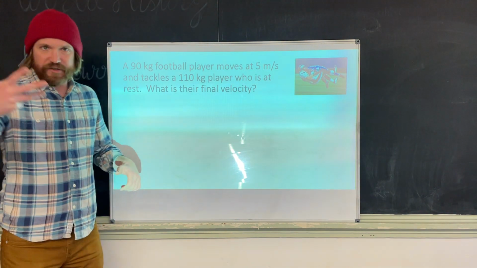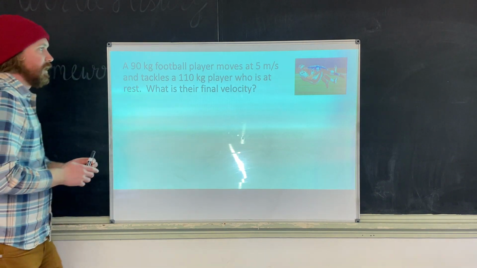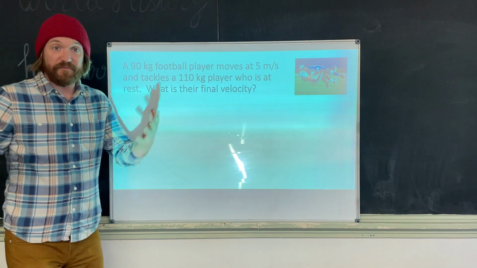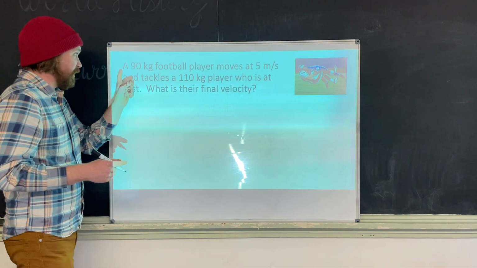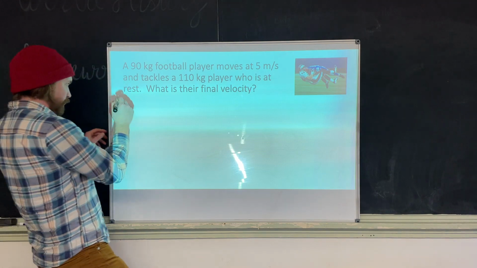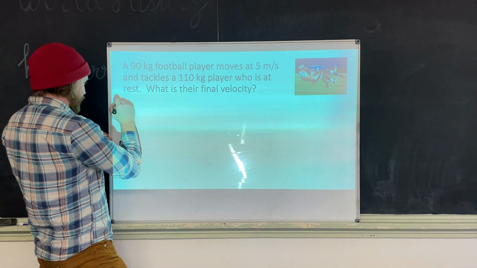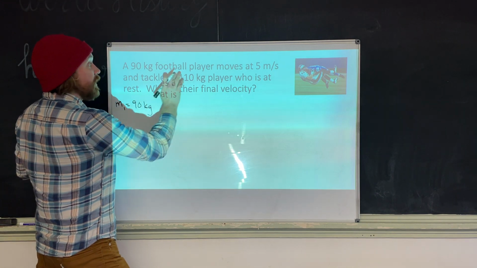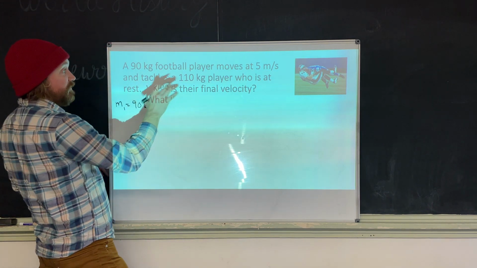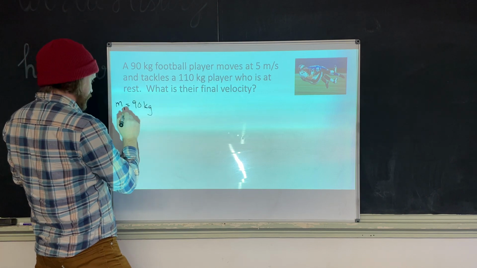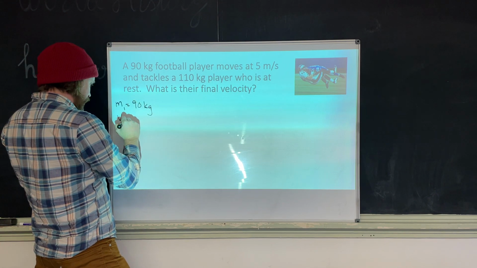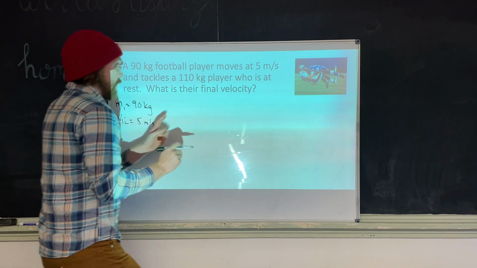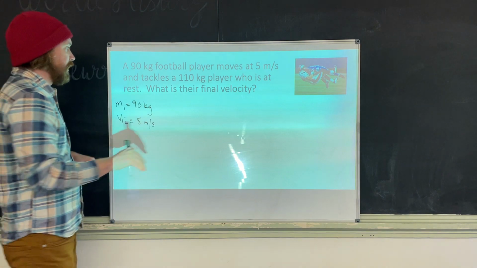Okay, so in increasing order of complexity, let's start with some football players tackling each other, okay? So, start off by writing down everything you know. The first thing we know is we have a 90-kilogram football player. Whichever mass you get first, I call that M1, right? M1 is 90 kilograms. And he is moving, or she is moving at an initial speed of 5 meters per second. So that means V1I is equal to 5 meters per second. All right? M1, V1 initial.